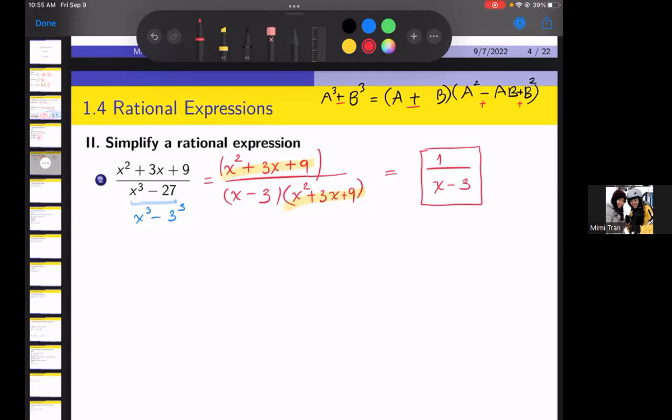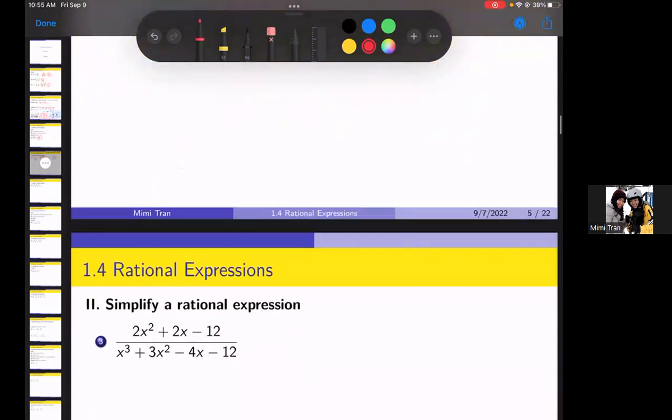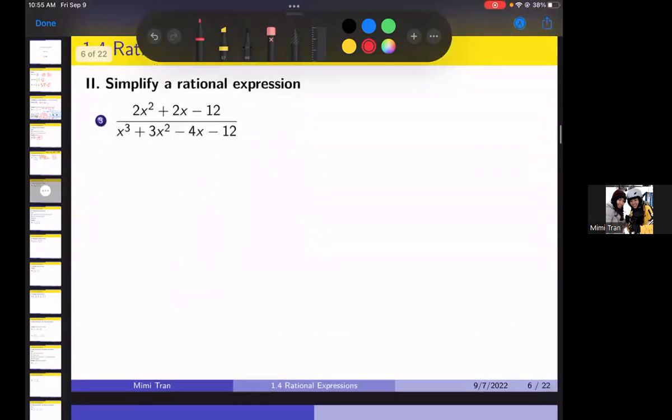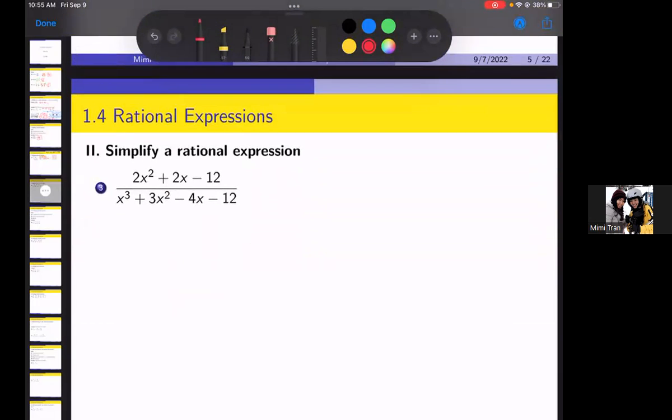Just out of curiosity, what's the domain here? You should be pro by now. Just tell me the number you're not going to take. 3, right? Anything but 3. x cannot be equal to 3. Try number 2 on your own. I'll walk around and see how you do.